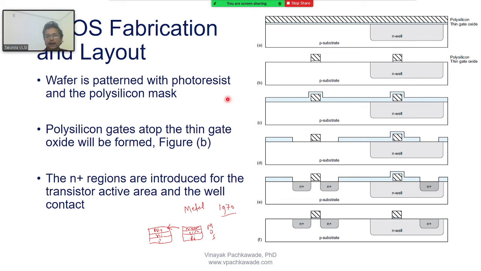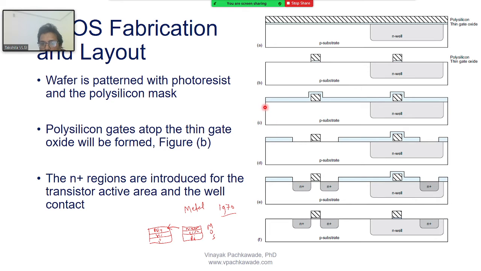So the polysilicon gate on top of the thin oxide, we can see it in figure B here. The N-well is already formed, and now the next step is to fabricate the N plus diffusion regions. Where are the N plus diffusion regions? N plus diffusion regions are to be fabricated for which type of transistor? NMOS, that's correct. N plus diffusion regions we want to fabricate. So from figure B we come to figure C.